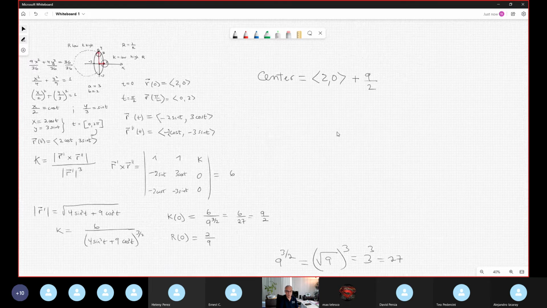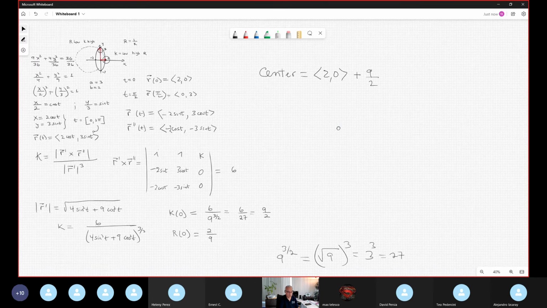Entonces 9 over 2 es de... a ver, let me see. The radius is 9 over 2, no? The radius is 9. No, sorry, I made a mistake here. I can make a mistake. This is 2 over 9. The curvature is 2 over 9, and the radius is 9 over 2.